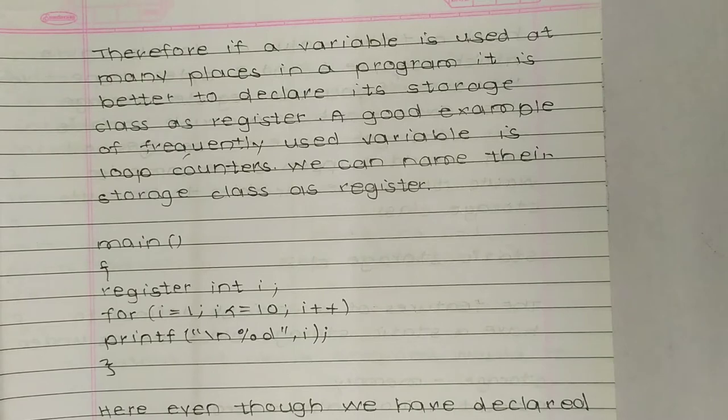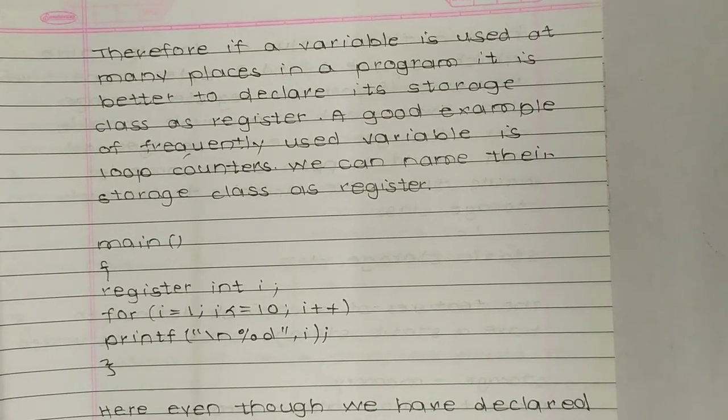A good example of a frequently used variable is loop counters. We can name their storage class as register, since loop counters are frequently used.